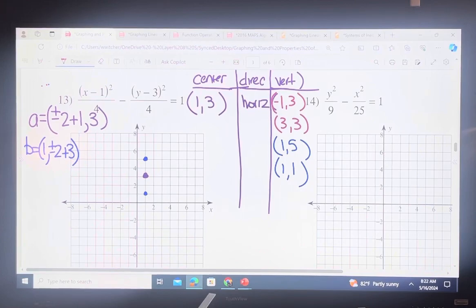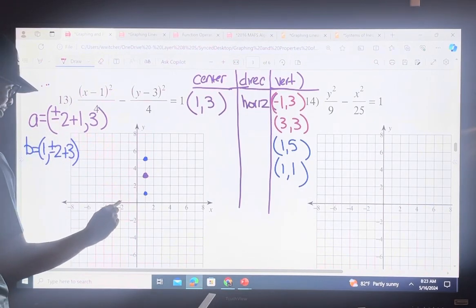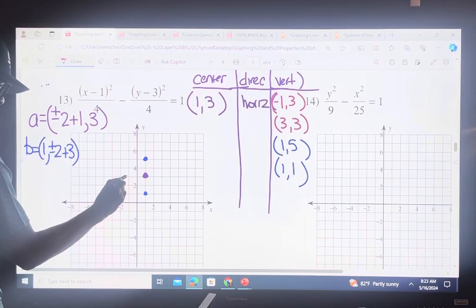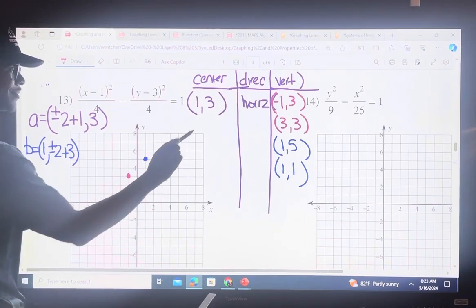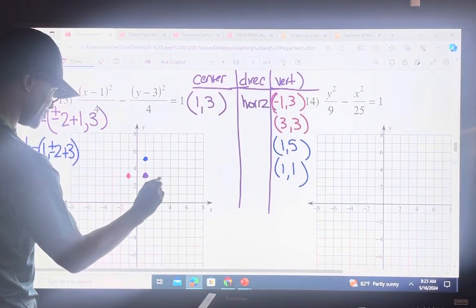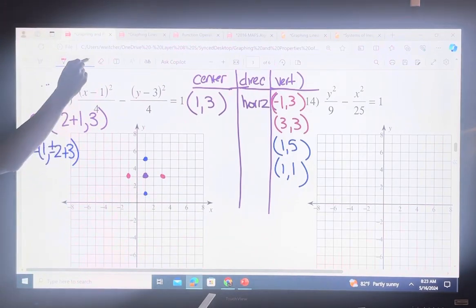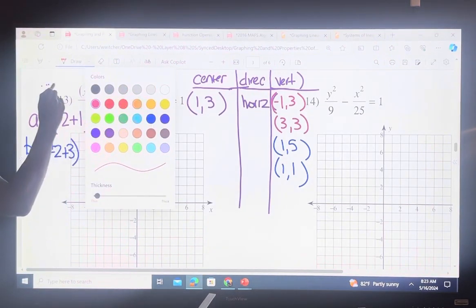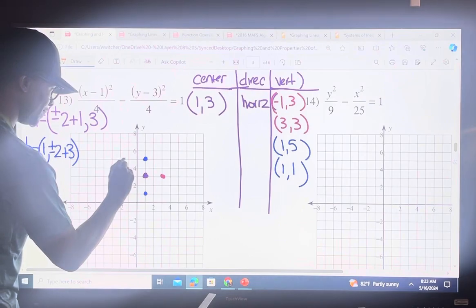All right. Then the A values, negative 1 and 3 and 3 and 3. Go ahead and make that square.